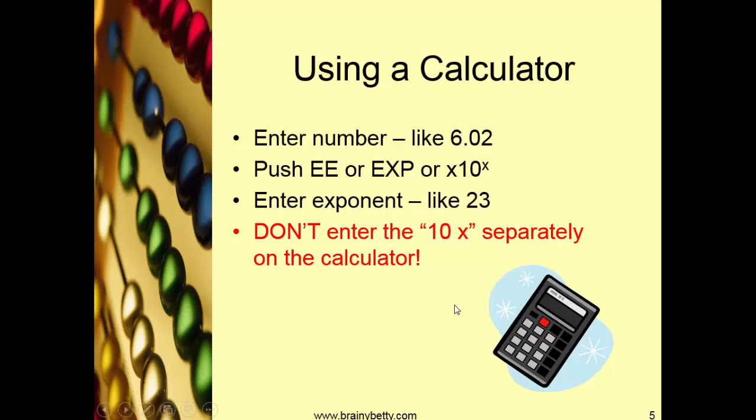What I see students doing a lot, and it usually ends up messing them up in the end, is entering the times 10 separately. They enter it just as if they were going to do 2 times 3. They use the same sorts of keys for that. And your calculator does not read things the way you think it's going to read things. Your calculator will misread the problem. It will read the operations in the wrong order, and that will end up giving you the wrong answer. So it's important that you learn to use these shortcut keys when you're dealing with scientific notation on the calculator.